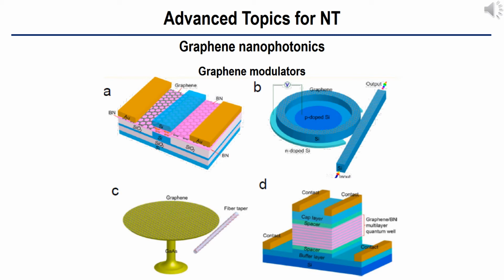Another structure is based on the combination of a silicon ring resonator coupled with a rib-type silicon waveguide, as shown in the upper right figure. A similar structure can be prepared by combining a graphene disc on gallium arsenide coupled with an optical fiber with a tapered shape, as shown in the lower left figure. Finally, we can stack a three-dimensional structure with multilayered graphene and dielectric layers forming a quantum well, as shown in the lower right figure.